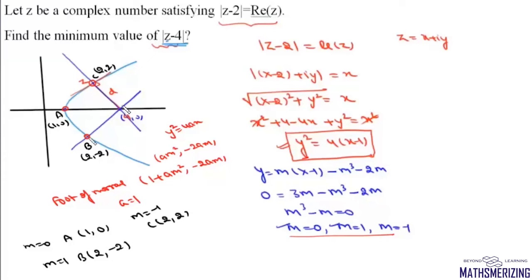Now we'll find all these three distances and then we'll see which is the minimum distance, and that will be the minimum value of mod z minus 4.